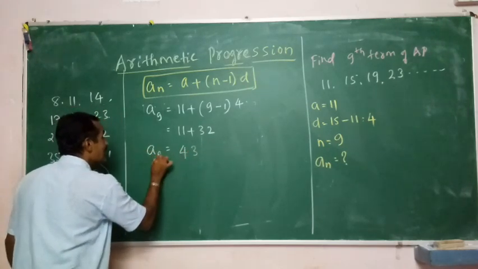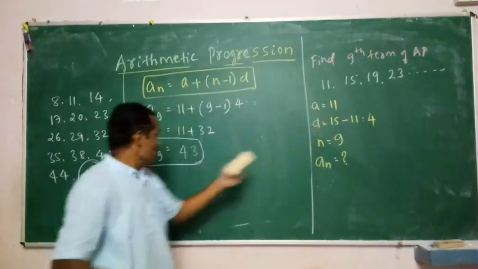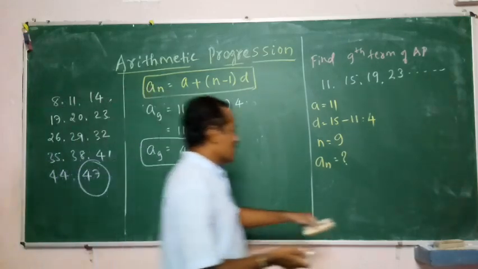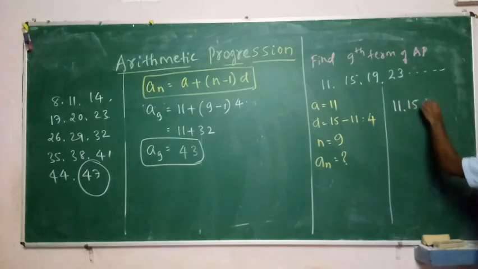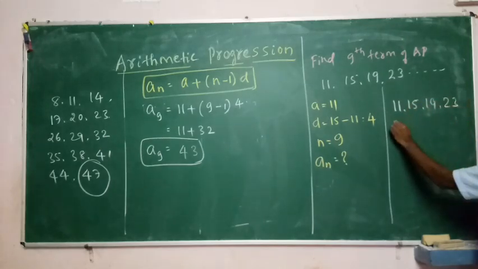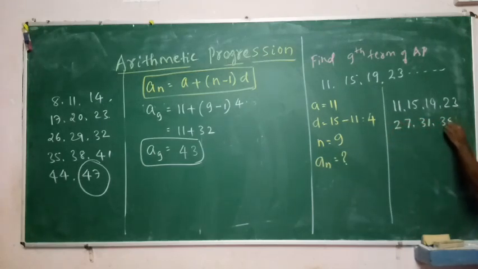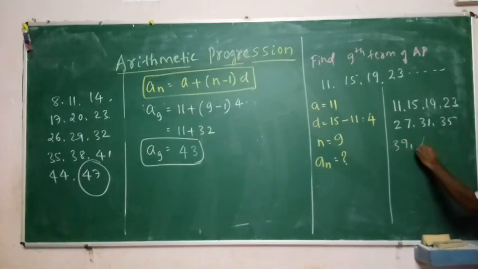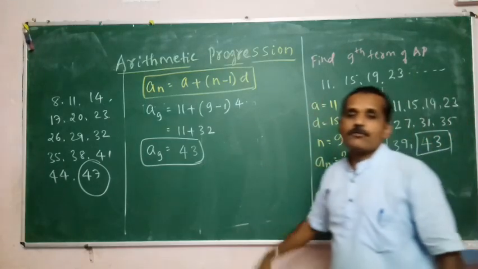What is equal to? A9. That means in that AP, if I write the 9 terms, the value must be 43. Let me check it. Let me write the values. 11, 15, 19, 23. Come on, continue. Difference is 4. 27, 31, 35, 39, and 43. 43 must be in the 9th place. 1, 2, 3, 4, 5, 6, 7, 8, and 9. The 9th place value is 43. That is the end of our problem, students.